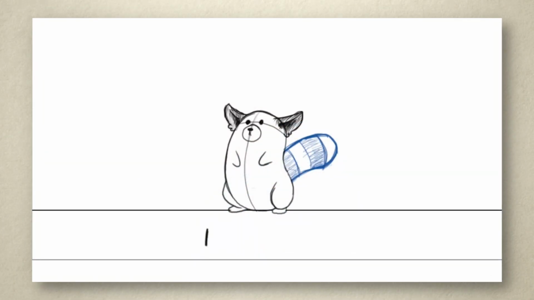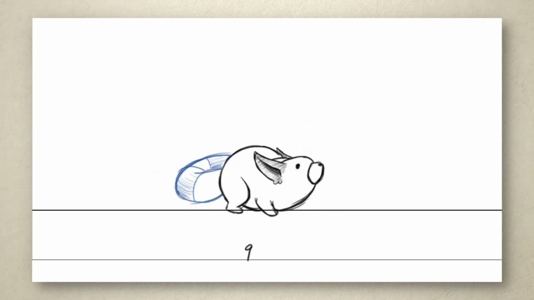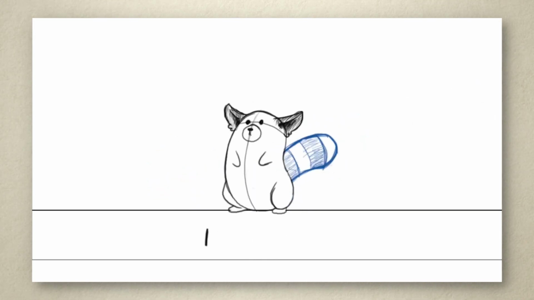Okay, I've got all the frames in, so let's play it back and see how it looks. There you go. He definitely looks cuter with his tail, and that whip action makes the jump look much more powerful. I think that's a good addition to this animation.